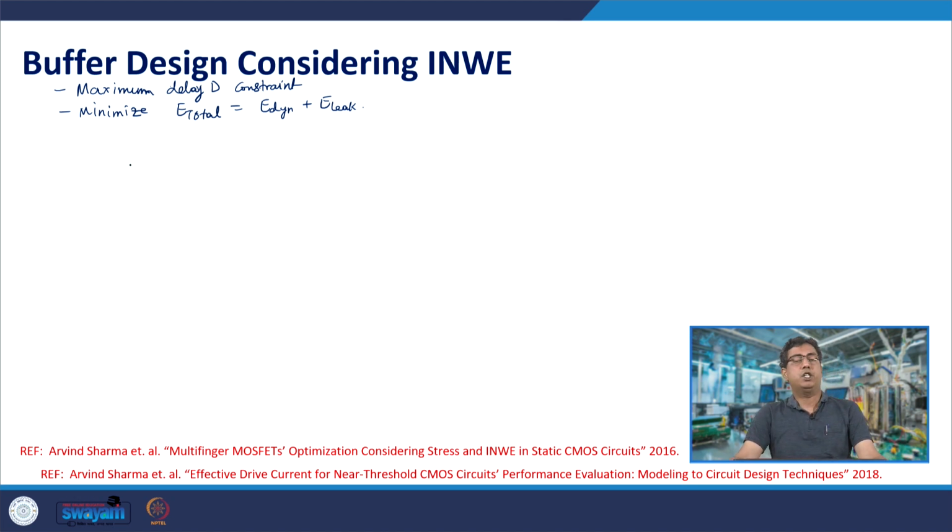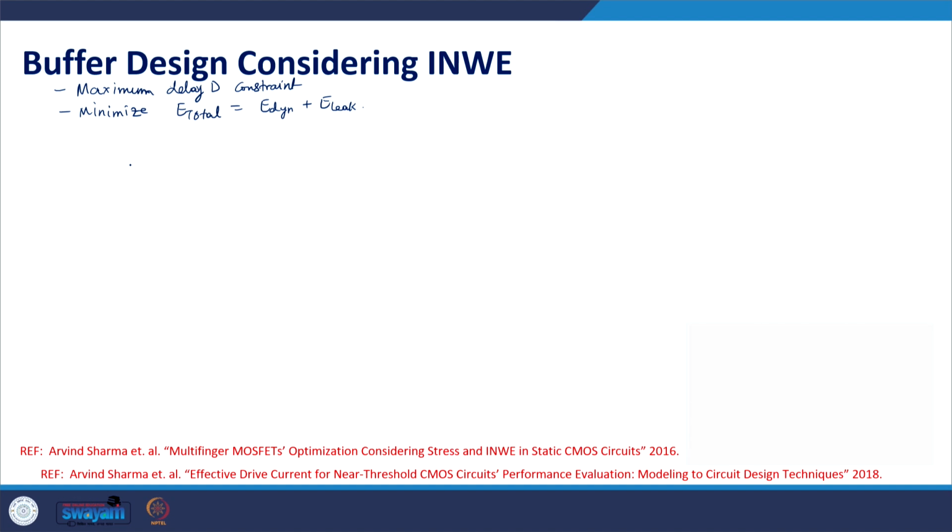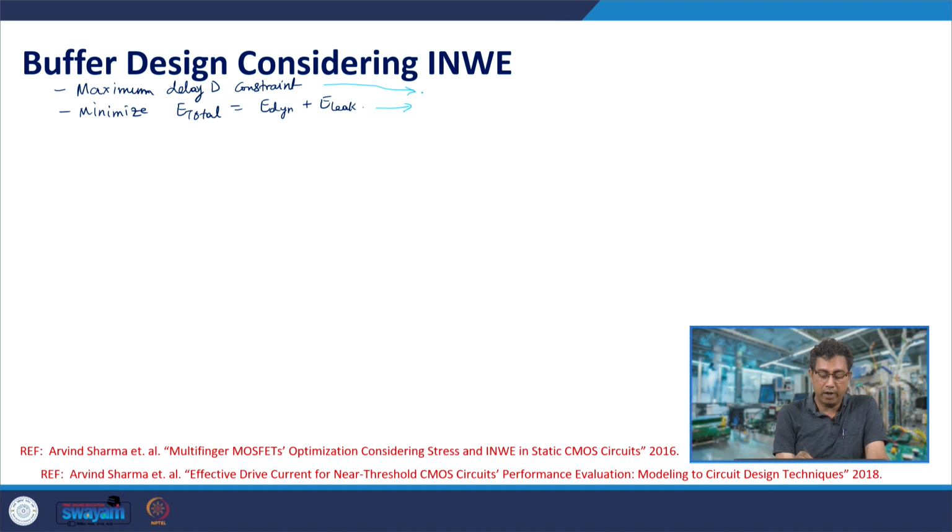So, this leakage energy would depend on the finger width of the device, because with finger width we know that due to inverse narrow width effect, the leakage current changes and the effective current also changes. Therefore, delay D would also depend on the finger width of the device. So, layout, number of fingers, finger width of the devices, they would determine both the leakage current as well as the delay. So, both of these are now a function of inverse narrow width effect and or finger width of the devices.